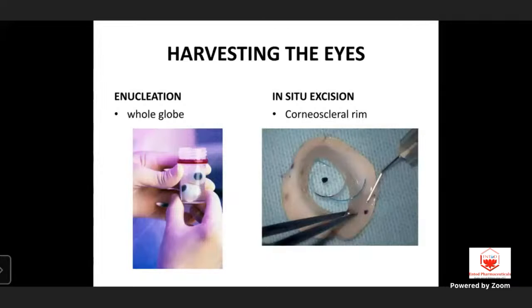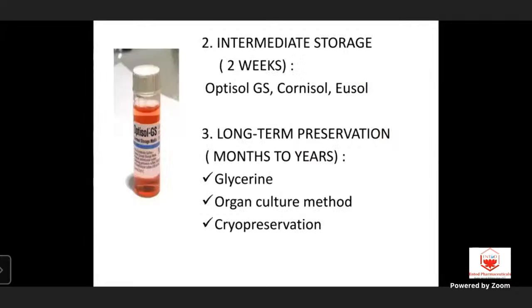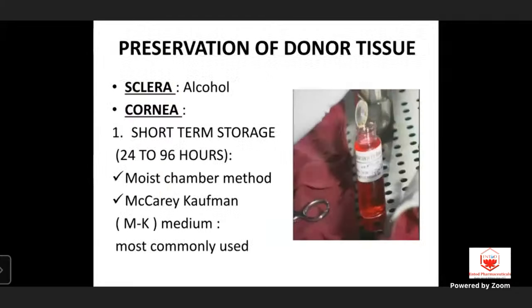Okay, harvesting the eyes. First is enucleation, that is the whole globe is excised. And second one is in situ excision, where only the corneoscleral rim is taken out. Next is preservation of donor tissue. So if the sclera is removed, it will be preserved in alcohol. If the cornea is removed, you have short-term storage, intermediate, and long-term storage.